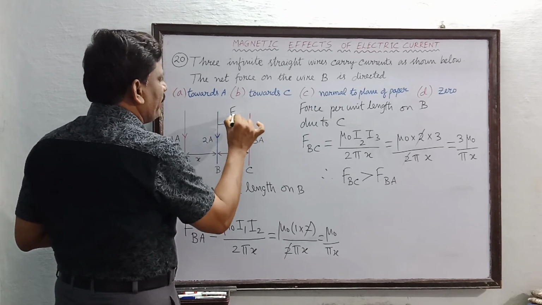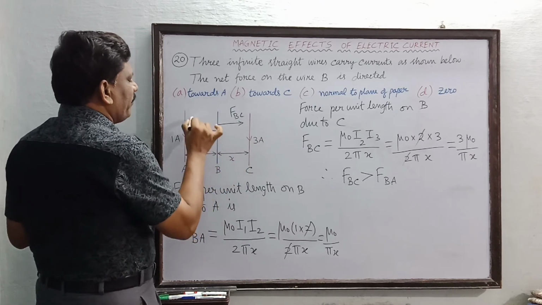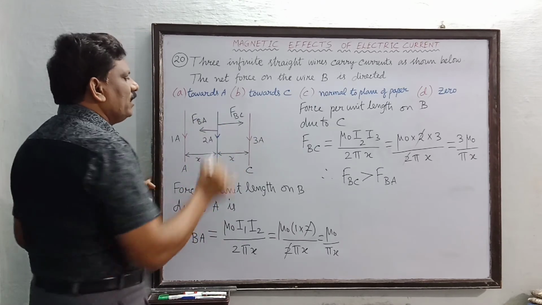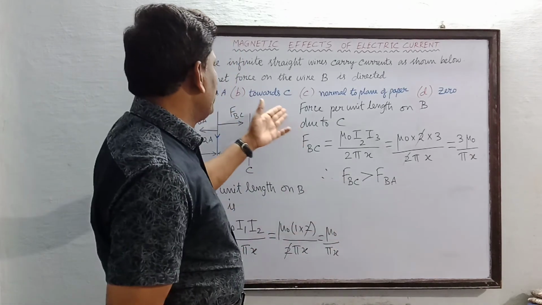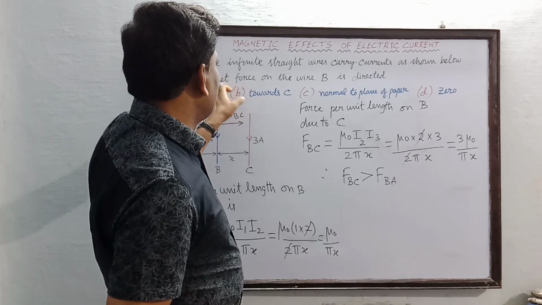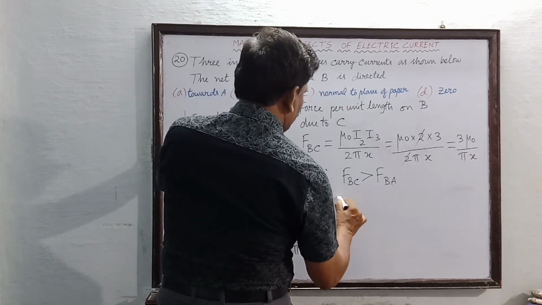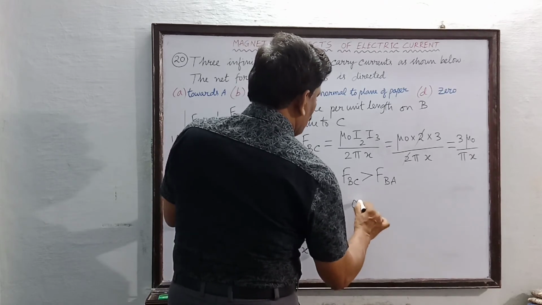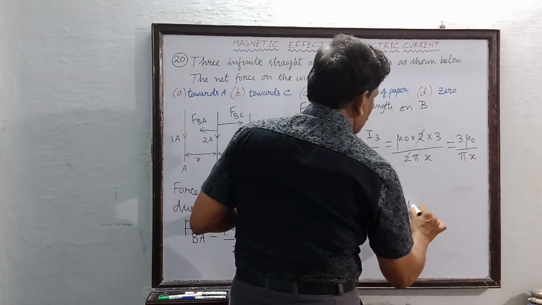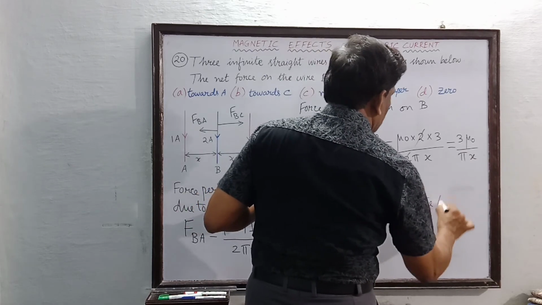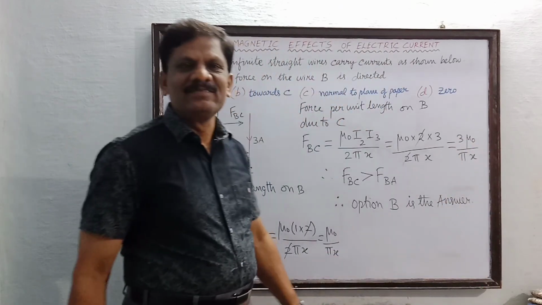So this is FB towards C, and this is FB towards A. So since FBC is greater than FBA, naturally the net force on the wire B is directed towards C. Therefore option B is the correct answer. Have you understood? Okay, fine.